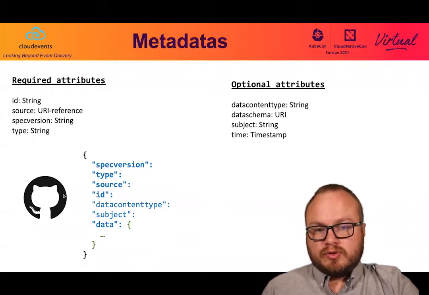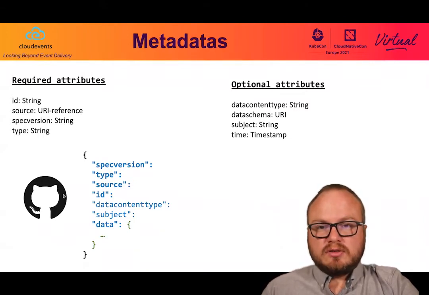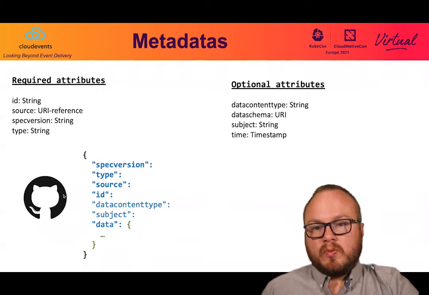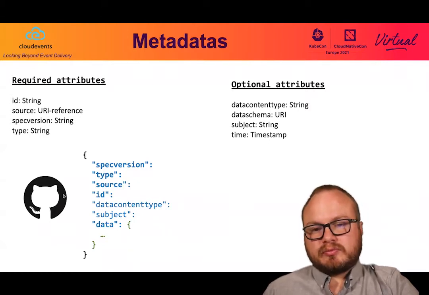The optional attributes are the data content type, which is basically the MIME type of the data, the data schema, which defines the structure of the content, the subject, where you will find whatever you want to put about the event producer, and the time.